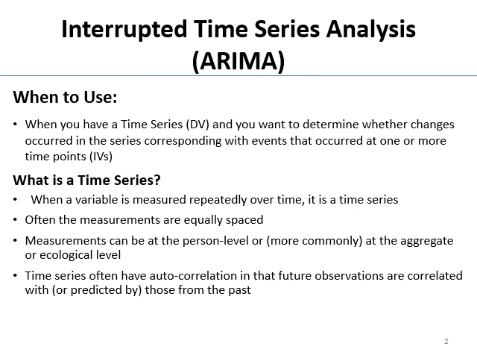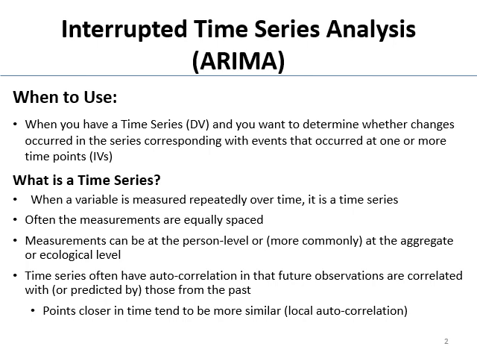And a couple of things that you find: points that are closer in time tend to be more similar to each other. They're more strongly correlated, or they have higher autocorrelation. If you think about it, what do you think is more similar: temperature in July or temperatures July versus December, right? So things closer in time tend to be more similar to each other.